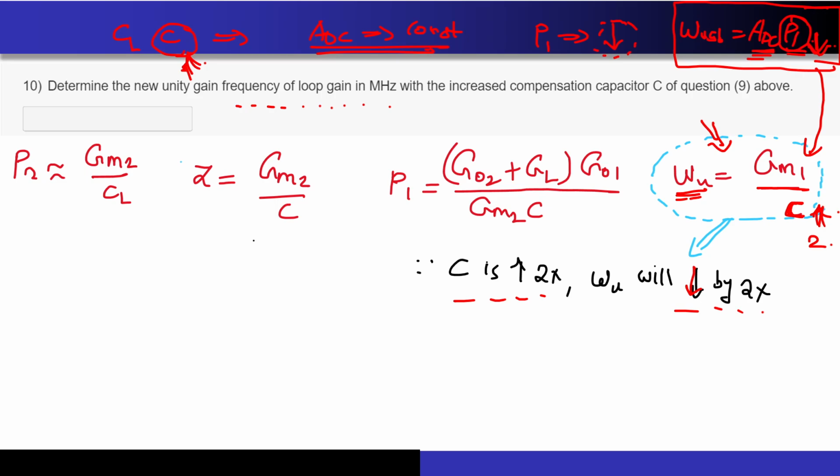Everything is clear? Everything is clear, or everything is going above your head? I just need some feedback.